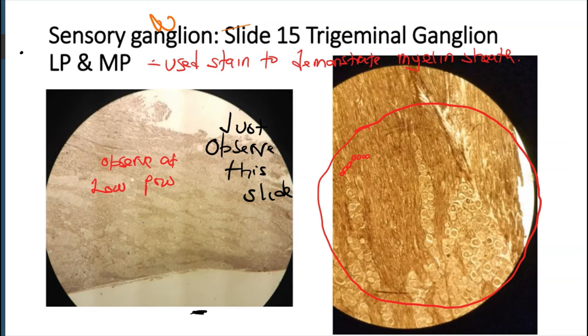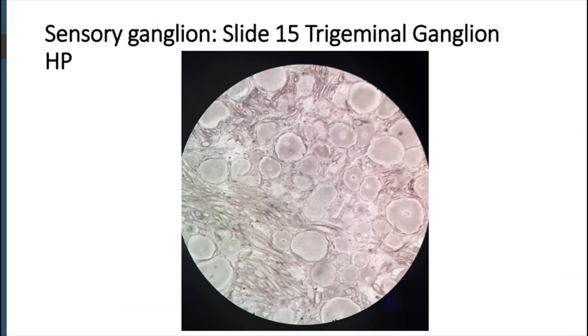And then this is medium power, and then this is high power. At high power, that's where I want you to draw. At high power, you pick cells that you're going to draw. So this is the cell, and then you've got the nucleus. In the center, you have the nucleolus. And what you see here are the Nissl bodies. Around this cell, you find small nuclei that are surrounding the cell. Those are satellite cells. So this is how you draw.